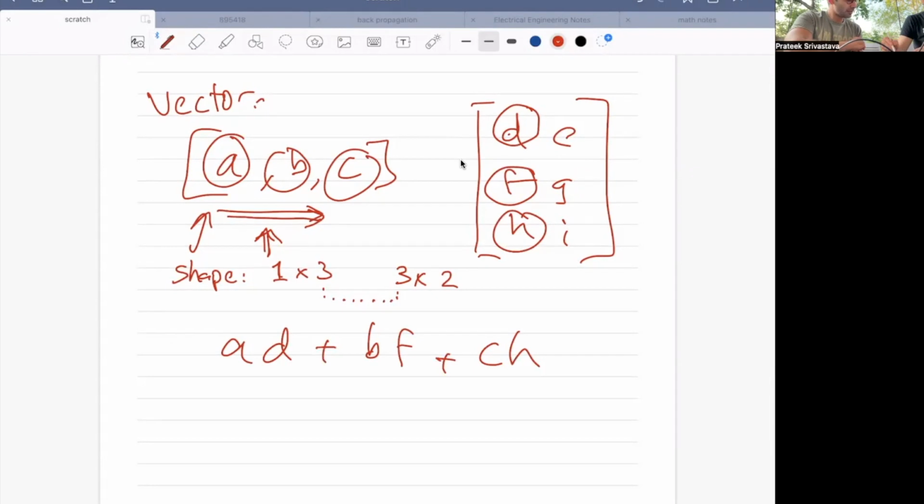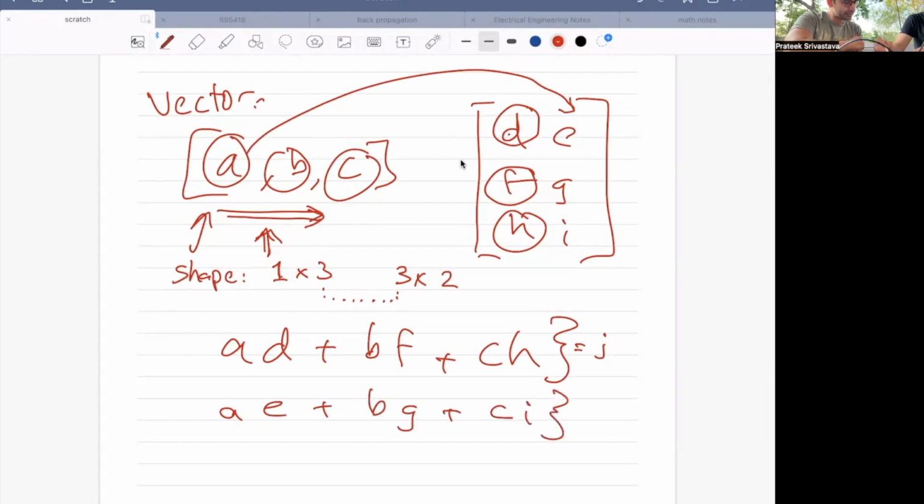And then, so what do we get out of this? We get a single number. This all adds up to a single thing. Let's call it J. We do the same thing for ABC, but this time we go into this other column and do AE plus BG plus CI. We'll call that K. So we end up with 2 numbers after all this. And those numbers go in a certain place.